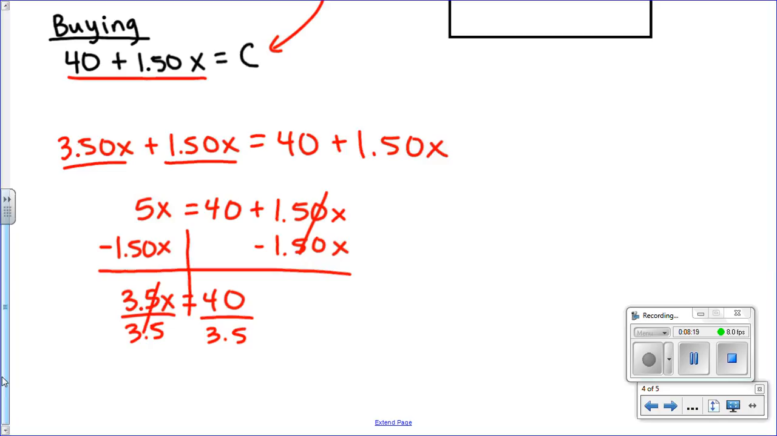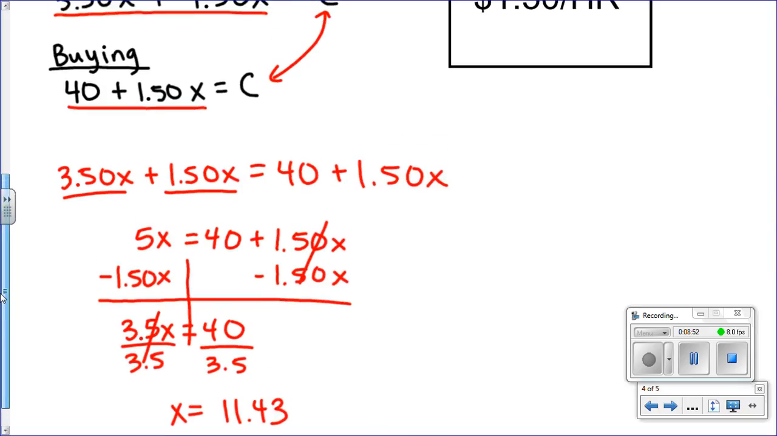And we get kind of a long decimal. Since we're dealing with money, we'll round it to 2 decimal places. So in the calculator, it shows up as 11.428. So we use that 8 to move up that 2 to a 3. So 11.43. Actually, we're talking about hours, so it doesn't necessarily matter where you round. This is fine. So between 11 and 12 hours, the cost would be the same. So let's answer our question.